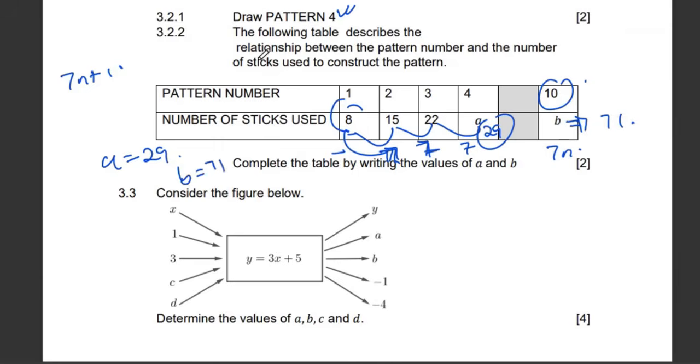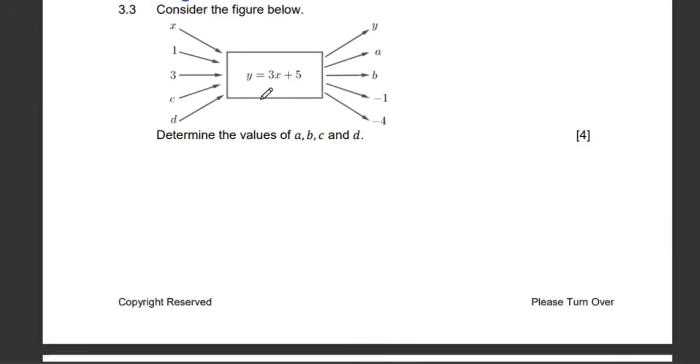And then 3.3, consider the figure below. Okay, we must find A, B, C, D. So with A, we substitute: 1 times 3 is 3 plus 5. That's going to be 8. 3 times 3 is 9 plus 5 is 14.